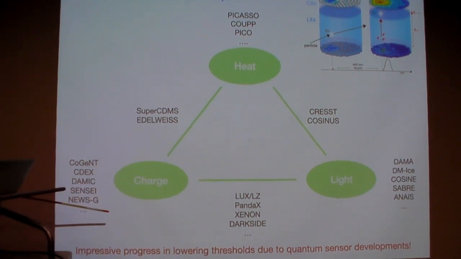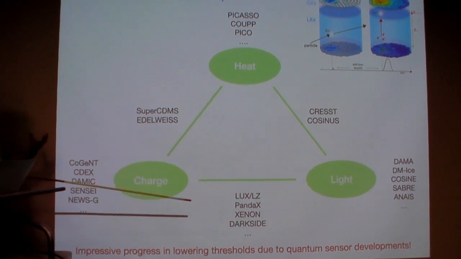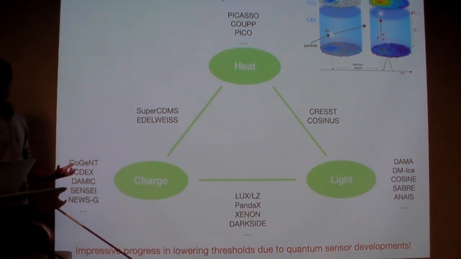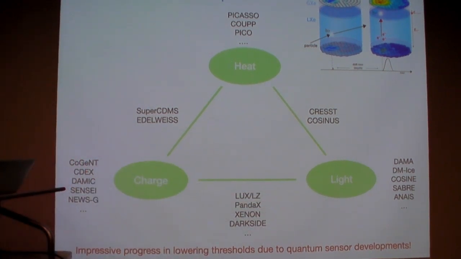For what we're going to be talking about today, I'm going to be talking mostly about charge and heat. However, some of the materials we're talking about, for instance gallium arsenide, are scintillators, and they can also be used to collect light. But there is just not a ton at the moment that needs to be added on the theory side, so I'm going to be focusing on those two a bit more.